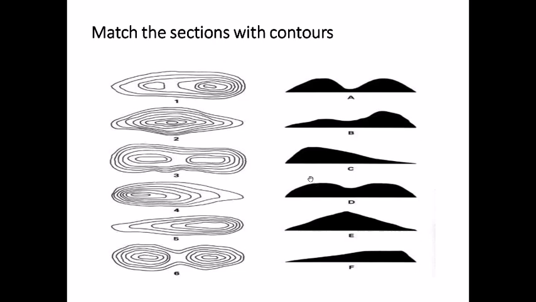So let's try to match these contour lines by the respective sections. These are sections of different lands, and we need to match them by their respective contour maps.